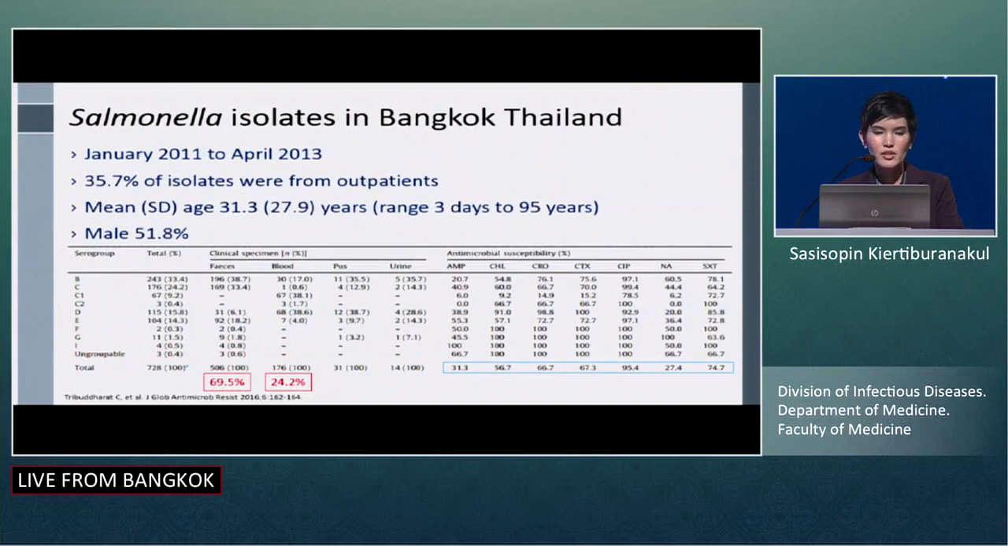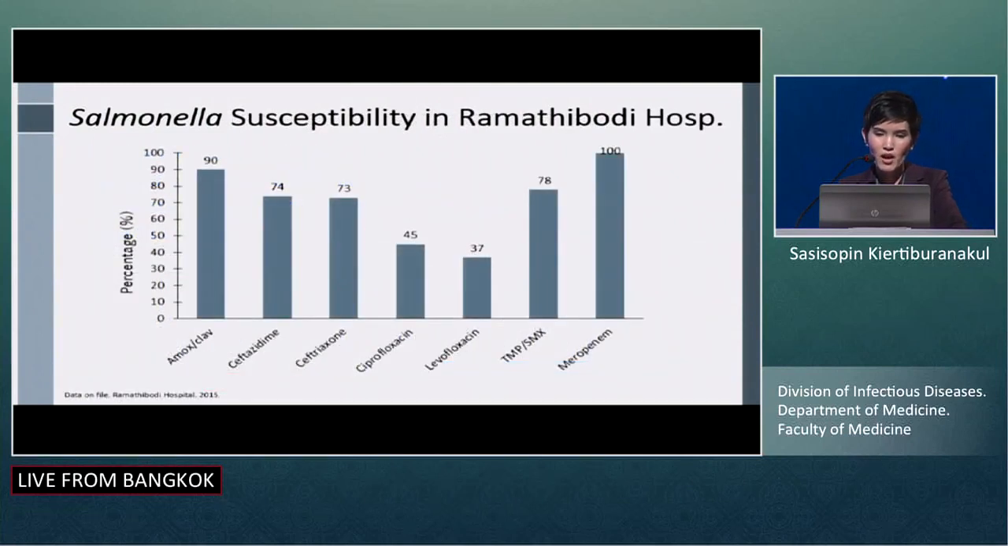For example, this is the data of susceptibility of Salmonella in Bangkok. This is data from Siriraj Hospital. They collected almost 700 isolates, almost 70% from feces and 24% from blood. And this is mixed between HIV and non-HIV. You can see that the drug with almost 95% sensitivity is ciprofloxacin. So it means that ciprofloxacin can be used in Thailand. We use ceftriaxone a lot in Thailand, but you can see that ceftriaxone is only 67%. So you may have some Salmonella isolates that are resistant to cephalosporin. This is the data from my hospital, Ramathibodi, and you can see that ciprofloxacin is only 45%.